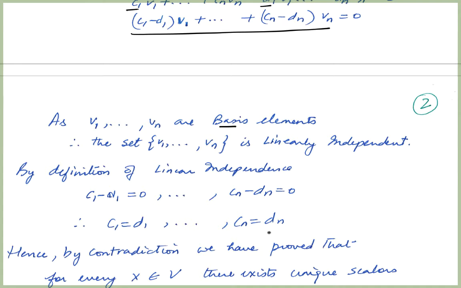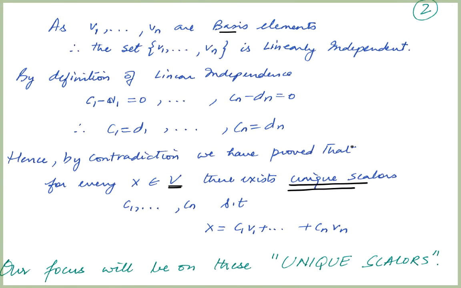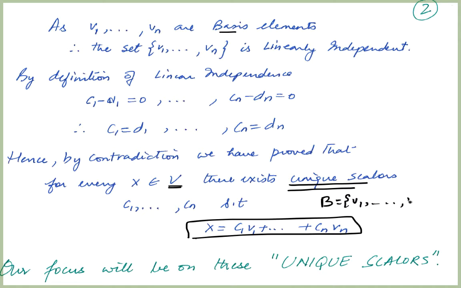So what we started with in the proof is contradictory. And hence, we have come to the realization that any vector x of the vector space, relative to a basis set, will have unique scalars c1 to cn such that x can be written as a linear combination of those scalars with v1 to vn, where v1 to vn are the elements of the basis set. Remember, this basis set B is v1 to vn.